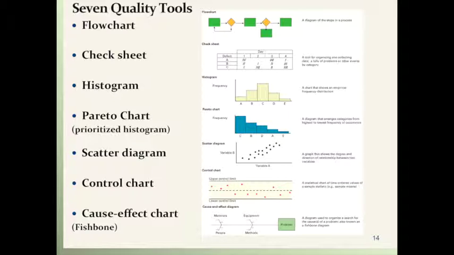There's variations of flow charts. There's different tools you can use, but it's a way of documenting how things work. A check sheet. It's one of those tongue twisters for me. A check sheet is a tool for organizing and collecting data.